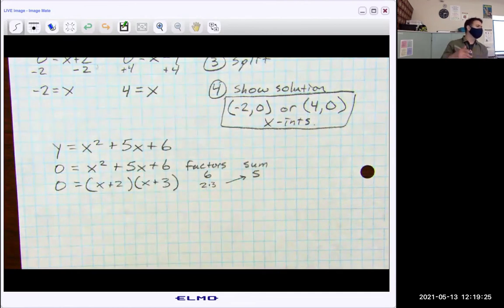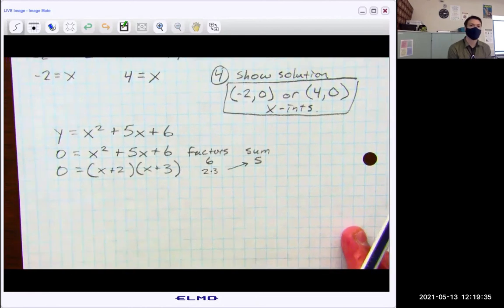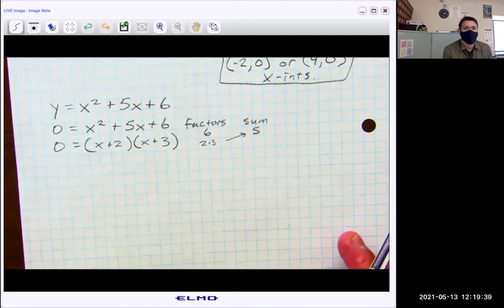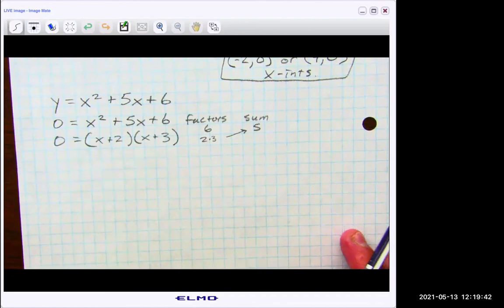I'm not doing the area model with the rectangle, but if you want to, you could always do that. Help you find your factors. Doesn't matter as long as you're able to break them apart. Someone online, tell us what to do next. Split the equation. Split.